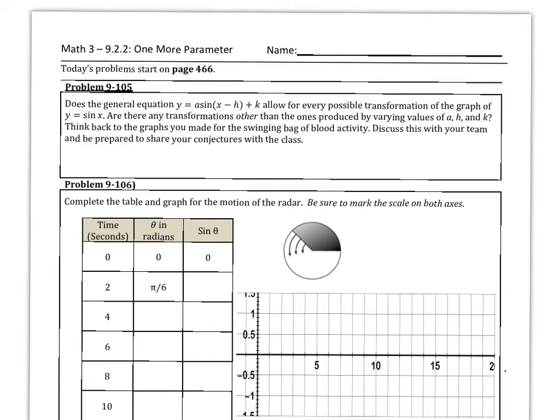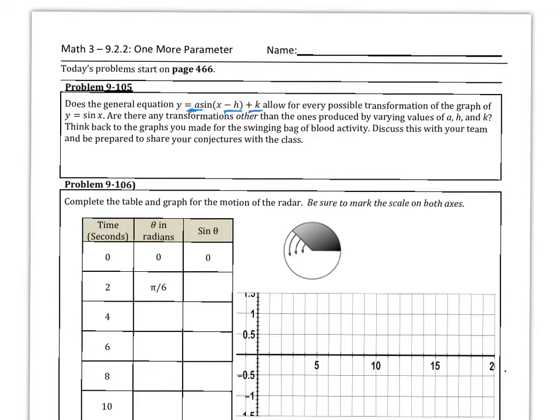So starting with 105, does the general equation y equals a sine of (x minus h) plus k allow for every possible transformation of the graph of sine of x? So I'm going to stop right there and remind you guys last class what we saw with sine of x is that we can transform that function or move it around or stretch it or shift it just like we can any other equation that we did with parent functions earlier. So we know that the a out front we saw from last class stretches, it increases or shortens the altitude, the height of the function. We know that the minus h is a horizontal shift right or left, and the plus k is a vertical shift up or down.